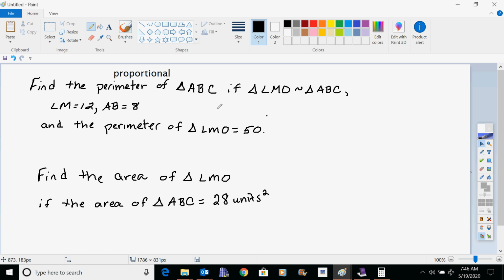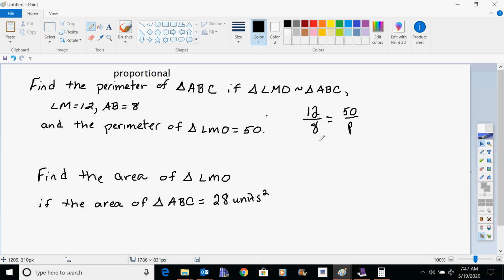Okay, so these are similar. So that means that LM, 12, goes with this, over 8, flat out proportion. LM goes with AB, which is 8. So this one goes with this one, like the perimeter of LMO, which is 50. This one came from LMO, this one comes from LMO. And then the perimeter of ABC is our unknown.